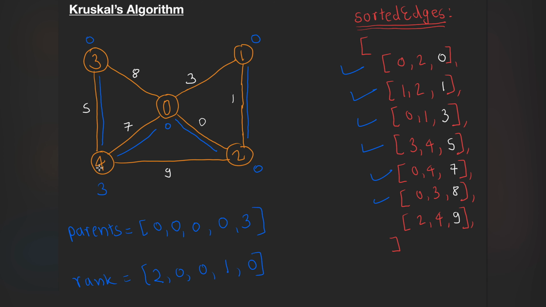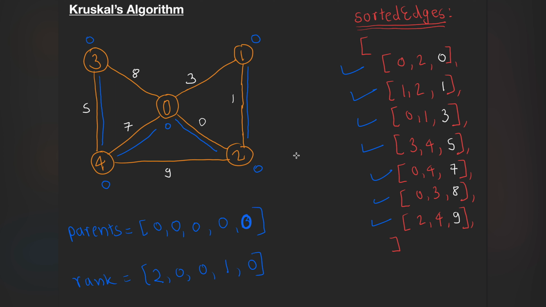This edge connects vertex 4 to vertex 2. The parent of vertex 4 is 3. But the parent of vertex 3 is 0. So the overall parent of vertex 4 is 0 and the parent of vertex 2 is also 0. Since both the parents are same, we don't need to do anything here. We'll just skip this edge. Now we found the minimum spanning tree that we were looking for.